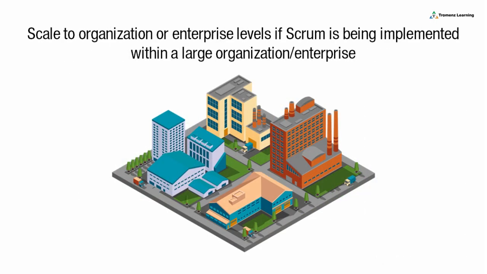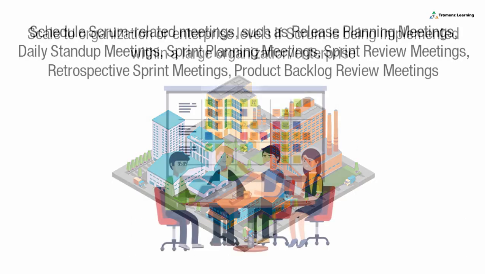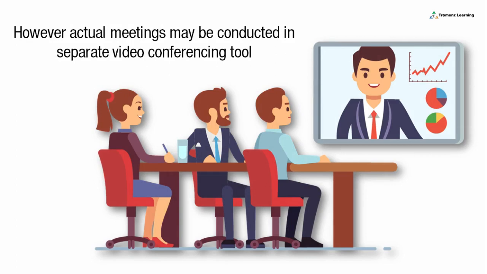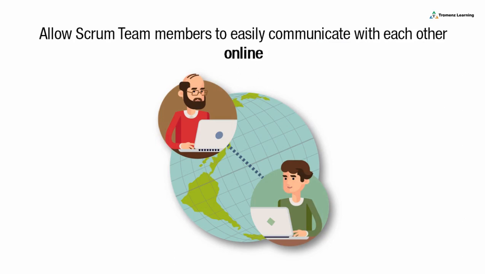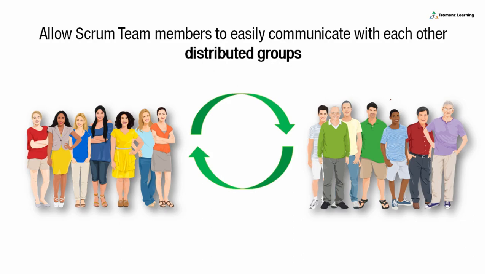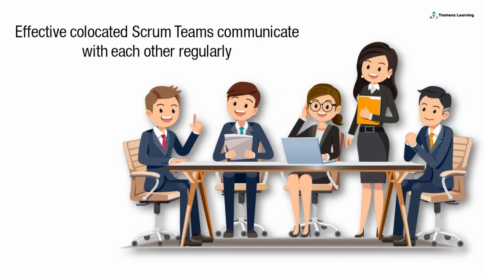Scale to organization or enterprise levels if Scrum is being implemented within a large organization or enterprise. Schedule Scrum-related meetings, such as release planning meetings, daily stand-up meetings, sprint planning meetings, sprint review meetings, retrospective sprint meetings, product backlog review meetings, and so on. However, the actual meetings may be conducted in a separate video conferencing tool. Allow Scrum team members to easily communicate with each other online, either one-on-one or through distributed groups and/or discussion forums, since effective co-located Scrum teams communicate with each other regularly.